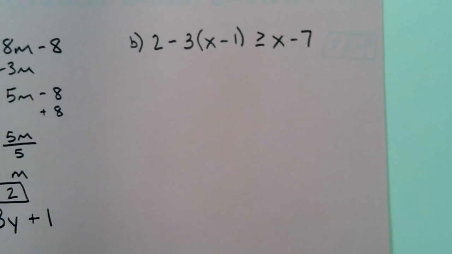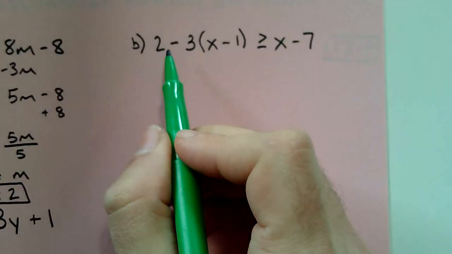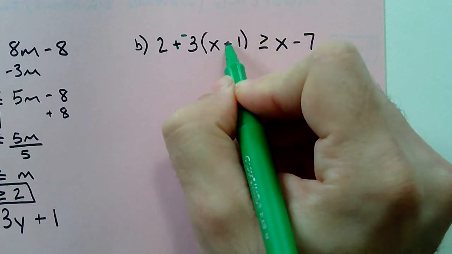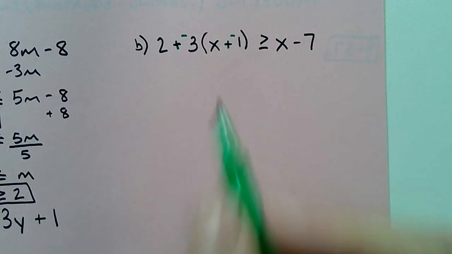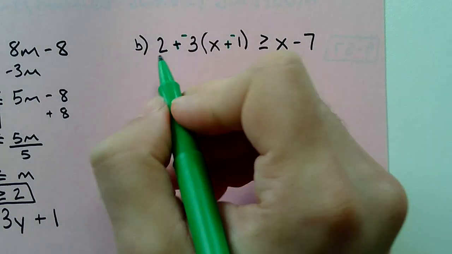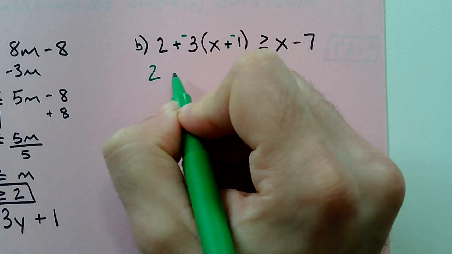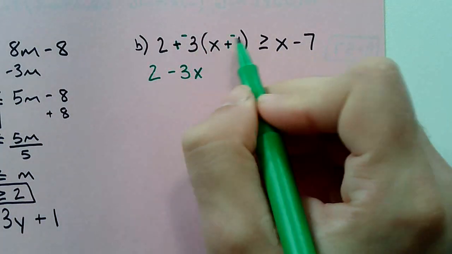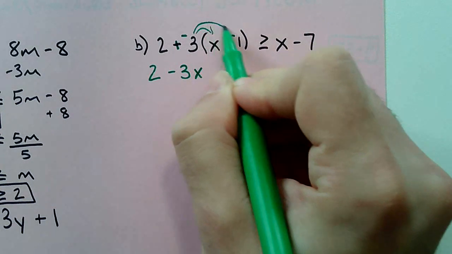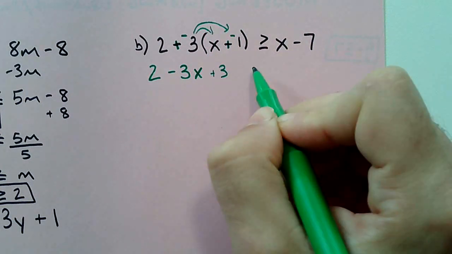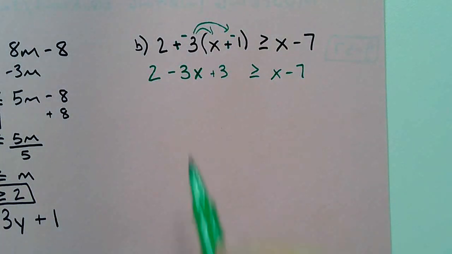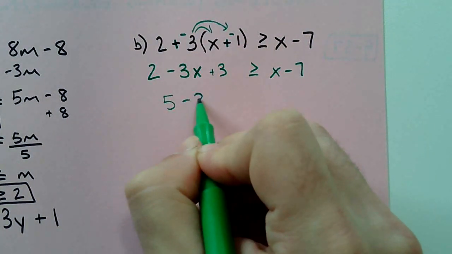Looking at B, there's a lot to get confused on or to lose. So what I'm going to do, I'm going to take this minus sign, and I'm going to change it to add the opposite. I'm going to do that with both of these. That way I avoid losing my negatives. Have to distribute. So negative 3 times x is minus 3x. Negative 3 times negative 1 leaves me with a 3. Everything else stays the same. Combine, I get 5 minus 3x.